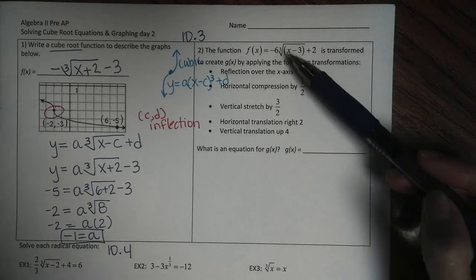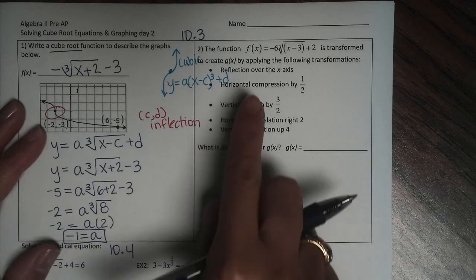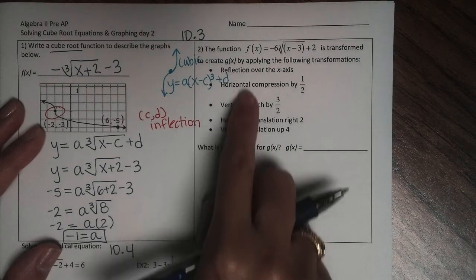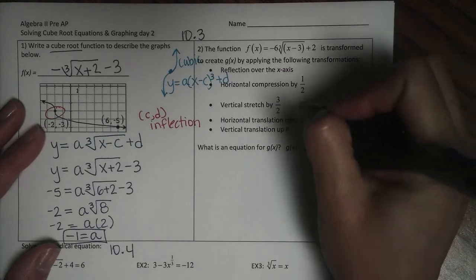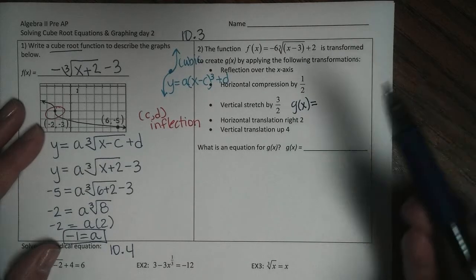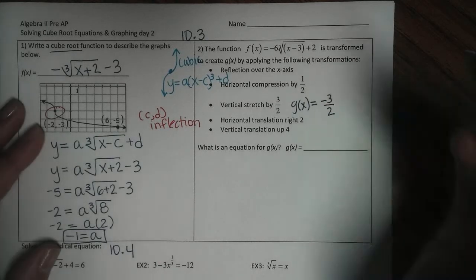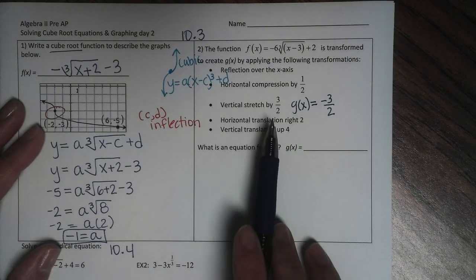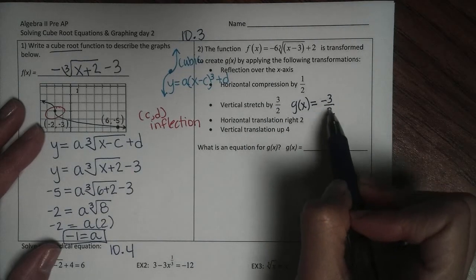Now let's do it again with cube roots. Here's how I work these questions. I like to take all of these transformations that are listed and convert them into an equation. So I'm going to take all of these transformations and write them right here. g of x equals, I'm going to write a negative 3/2, because a reflection over the x-axis and a vertical stretch by 3/2, you would write negative 3/2.